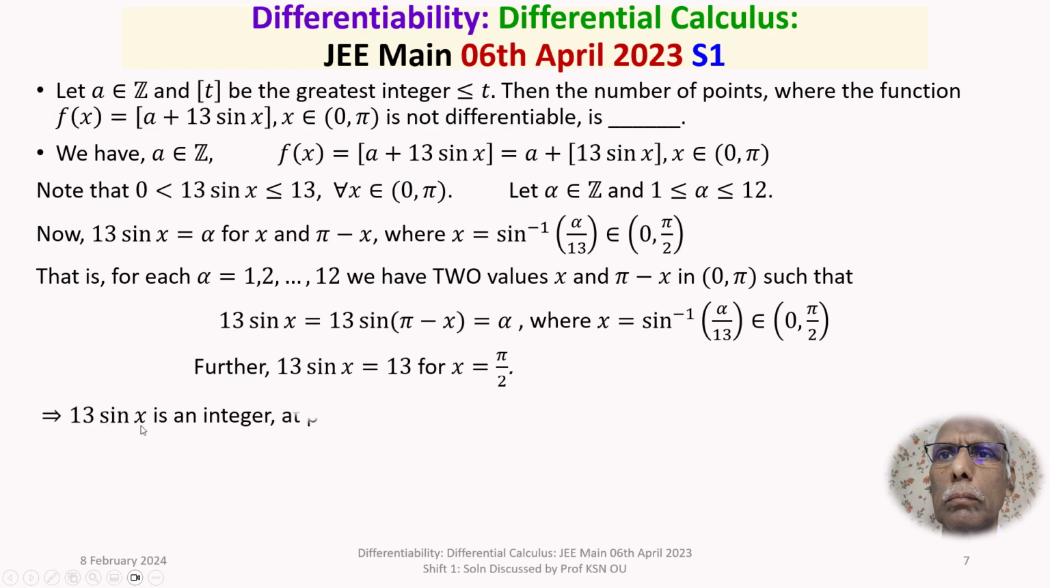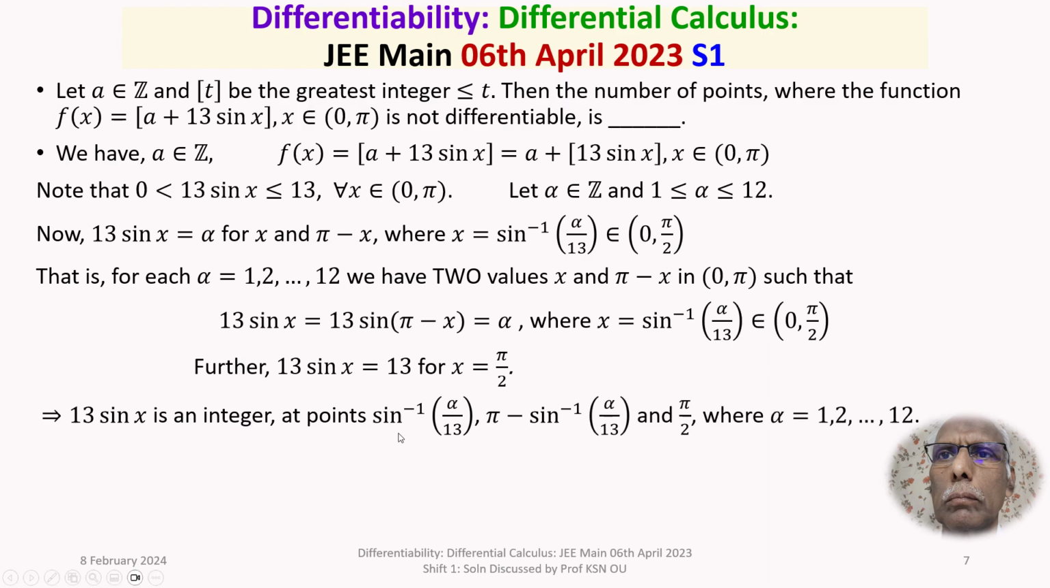So how many integer values is it taking? It is taking 1 to 12 for x and pi minus x, where x is sine inverse alpha by 13, where alpha is 1, 2, 3 up to 12. So 13 sin x is an integer, 1, 2, 3 up to 12, at the points sine inverse alpha by 13 and pi minus sine inverse alpha by 13. These are 12 in number, these are 12 in number, and pi by 2. At pi by 2 it takes 13.